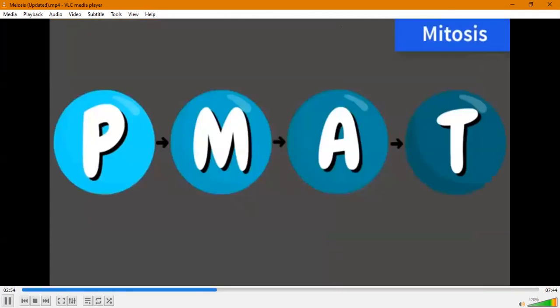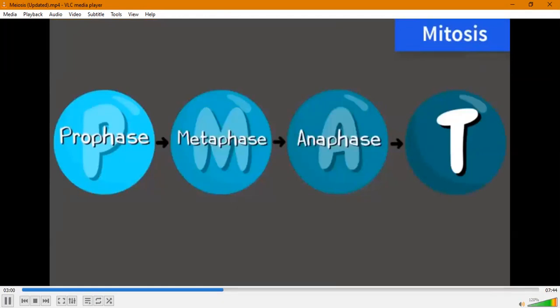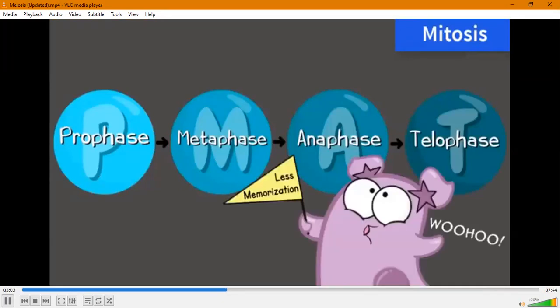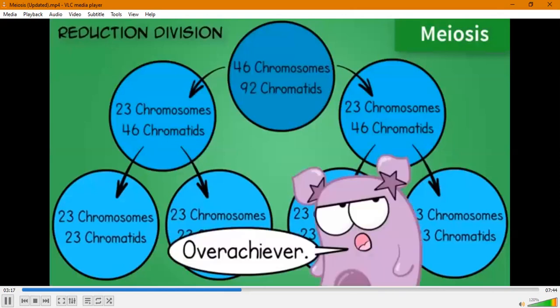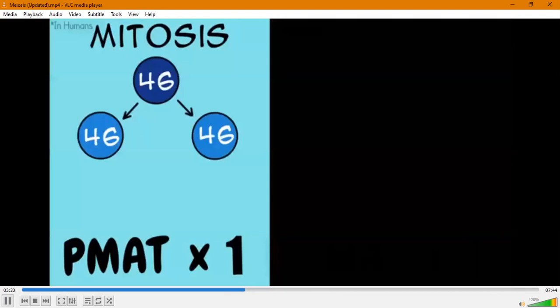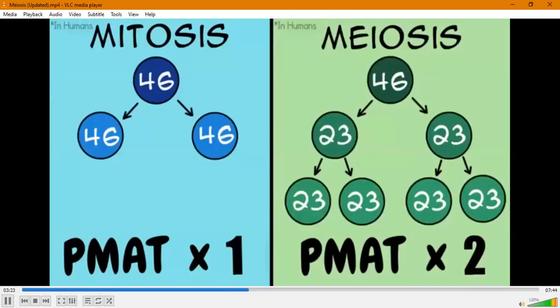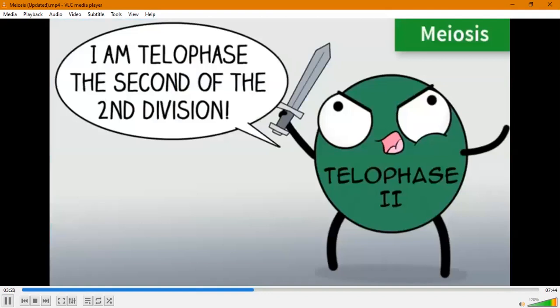You might remember the mitosis stages PMAT. The P was for prophase, the M was for metaphase, the A for anaphase, and the T for telophase. And the good news is that in meiosis, you still use those terms. But because meiosis is actually a reduction division, you're going from 46 chromosomes to 23, which means you actually divide twice. So instead of mitosis, where you divide one time and do PMAT one time, in meiosis, you're going to divide twice and therefore do PMAT twice. And because of this, in meiosis, you put numbers after the phases to indicate whether you're in the first division or the second division. So let's dive right in.